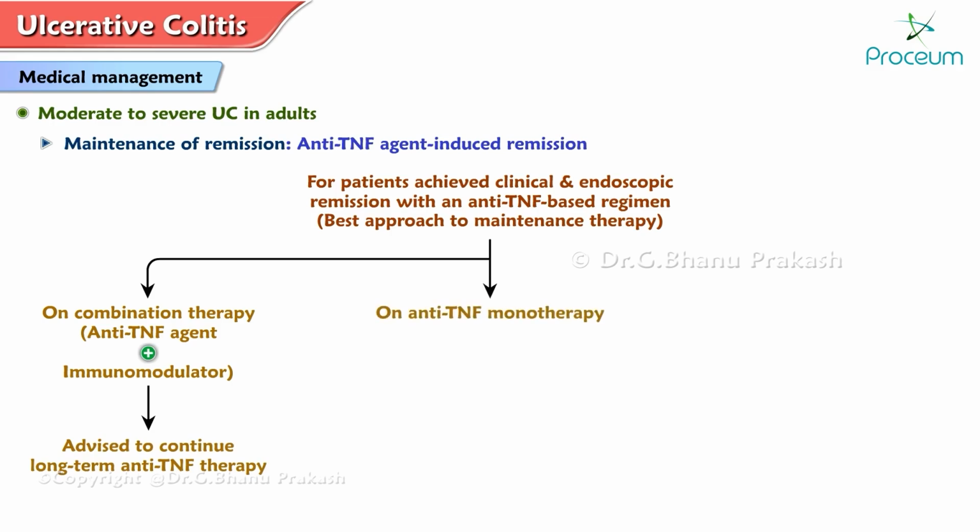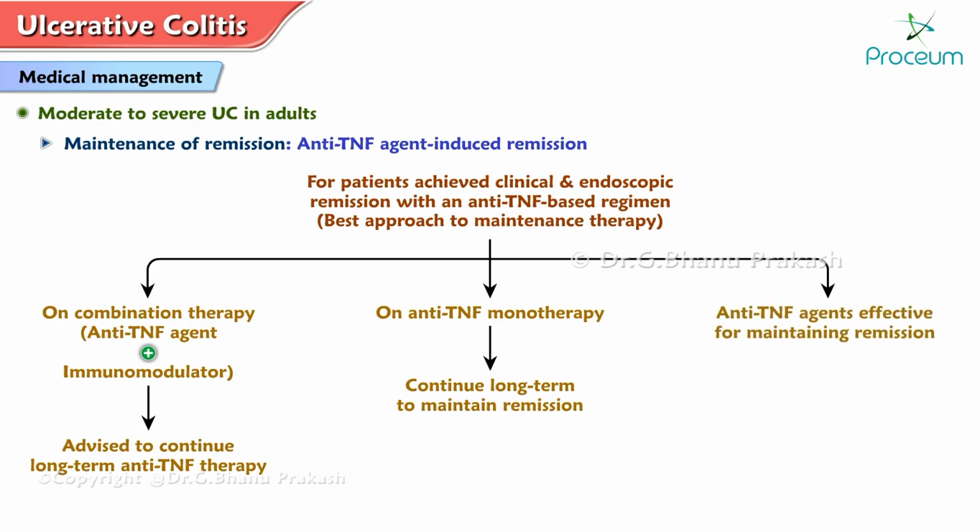For patients on anti-tumor necrosis factor monotherapy, better to continue long-term anti-tumor necrosis factor therapy to maintain remission. Anti-tumor necrosis factor agents were effective in maintaining remission for patients with ulcerative colitis who achieved remission with an anti-tumor necrosis factor agent.